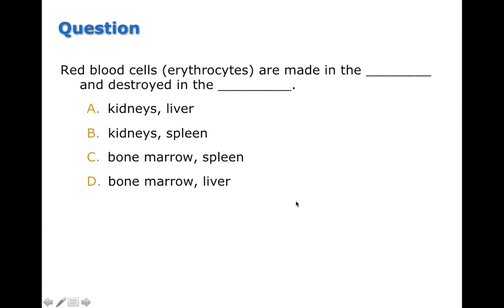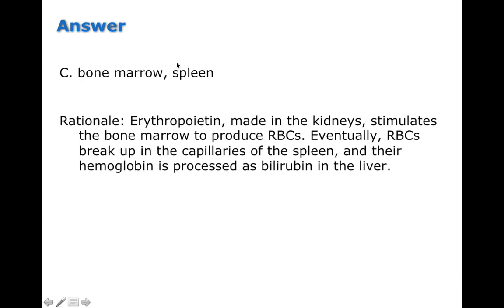Another question says red blood cells, or erythrocytes, are made in the blank and destroyed in the blank. Is it the kidneys or bone marrow that make red blood cells? Well, we know it's bone marrow, not the kidneys. And they're destroyed by the liver or spleen? Well, it's primarily the spleen. The liver can break down some red blood cells, but as long as the spleen is functioning properly, that's going to be one of its major functions.